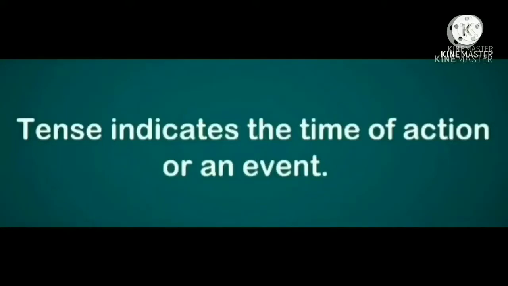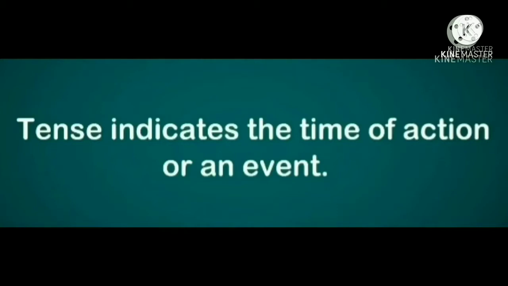What exactly is a tense? Tense is a form of verb that indicates the time of an action or an event. Or tense tells us when the action takes place. I repeat, tenses indicate the time of an action or an event.